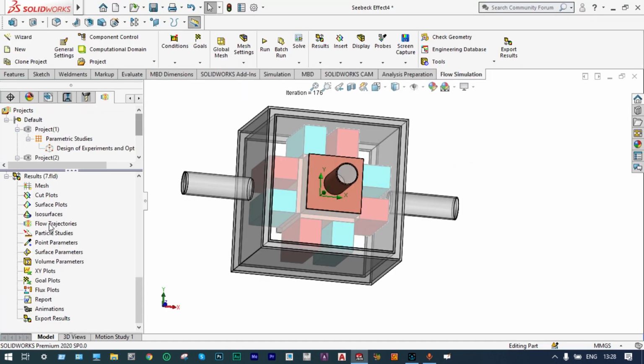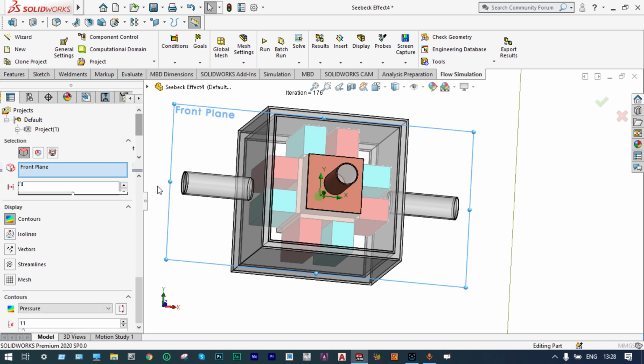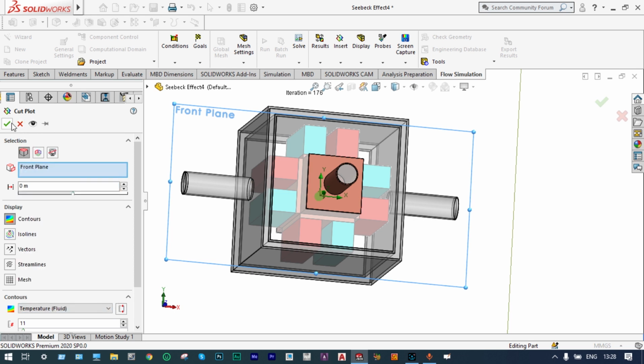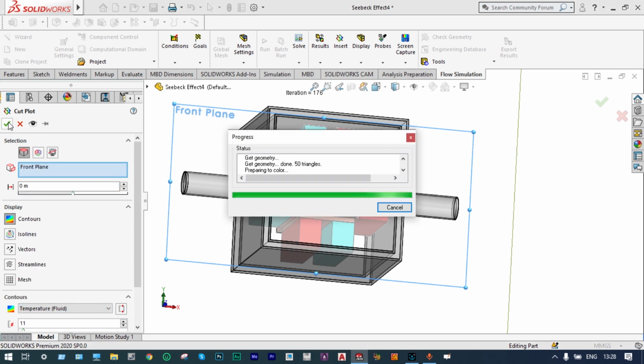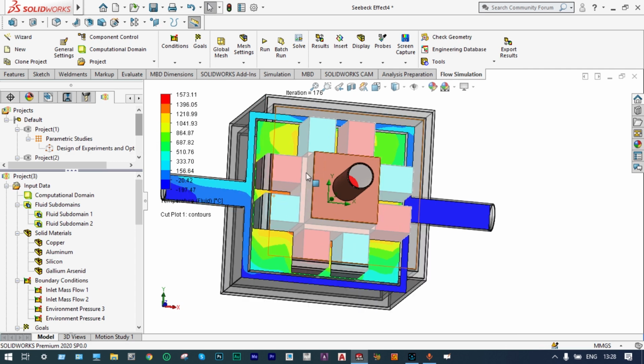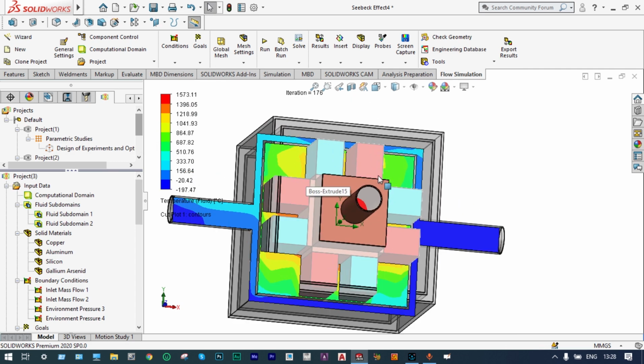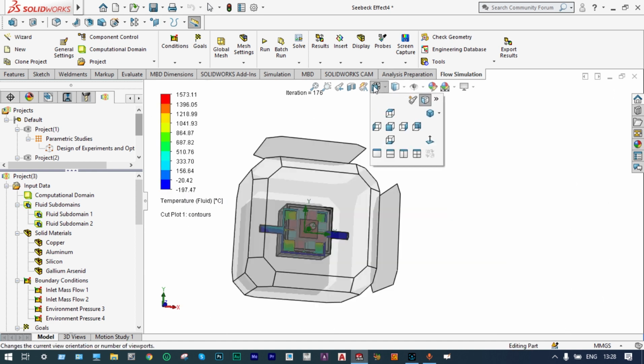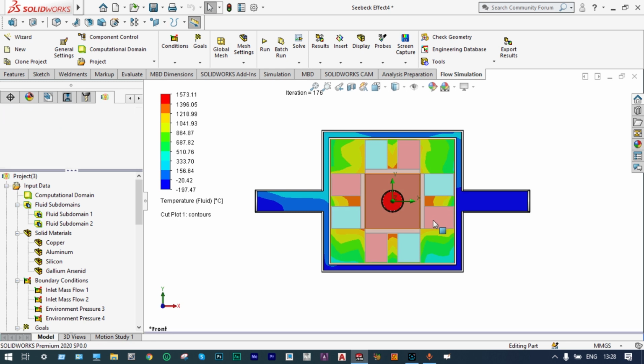Let us see the cut plots from different planes. When you see the temperature distribution from the front plane, it will be the temperature of the fluid. Let us see these things. As it is not completely transparent, we cannot see the temperature distribution properly. Let us see this one from the front plane, and it will be a little bit clearer.